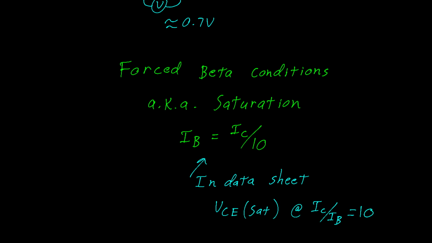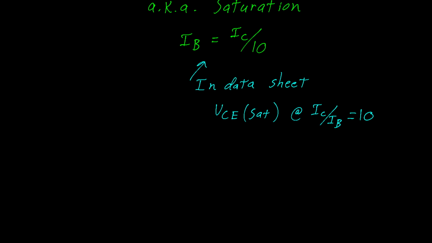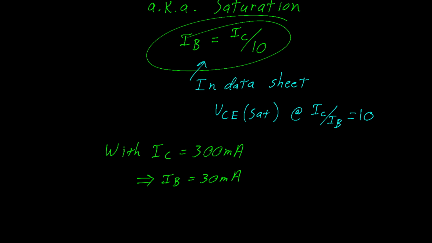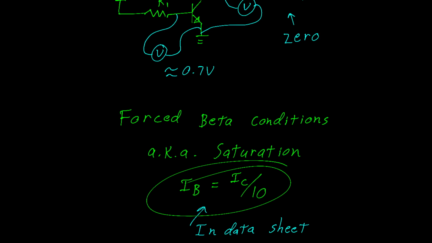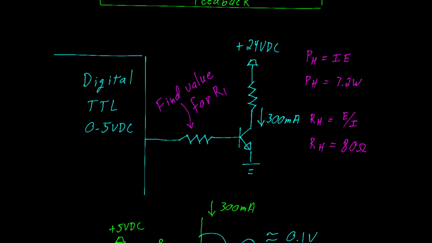Back to our original problem. We assumed the heater current was 300 milliamps. It follows that the transistor base current will be 30 milliamps, 1/10 of the collector current. We can calculate the resistance as 5 volts from our TTL minus the base to emitter voltage drop, which is 0.7 volts, divided by the current. That works out to 143 ohms. The nearest standard value to that is 150 ohms. Looking back, we see that the value for this R1 is 150 ohms.